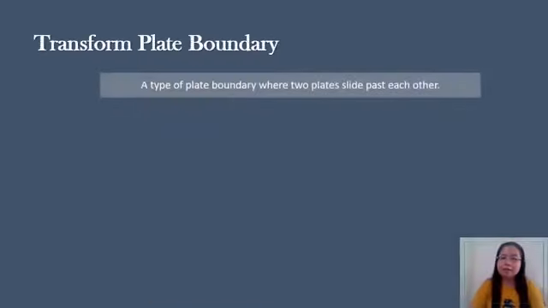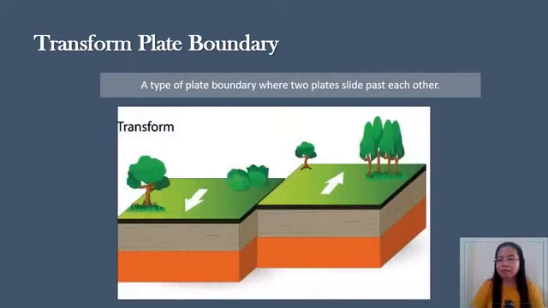The last type of plate boundary is the transform plate boundary. In other references, they use the term transform fault boundary. They're just the same. It's a type of plate boundary where the plates are sliding past each other. As in the illustration, one is moving south while the other is going north. Are you familiar with the San Andreas Fault? It's a fault system representing the transform boundary between the Pacific Plate and the North American Plate. This type of plate boundary causes earthquakes on the Earth's crust.